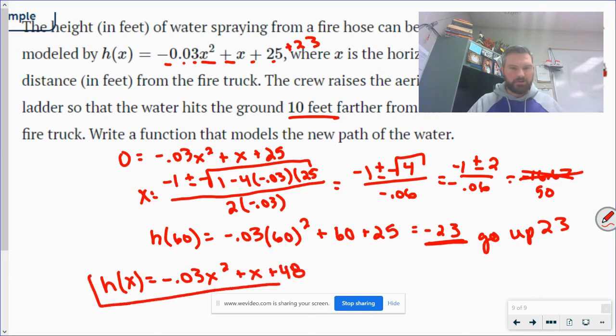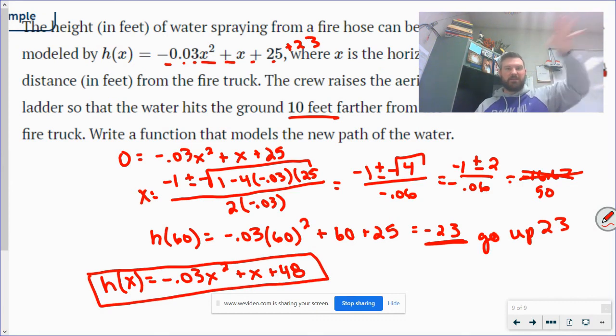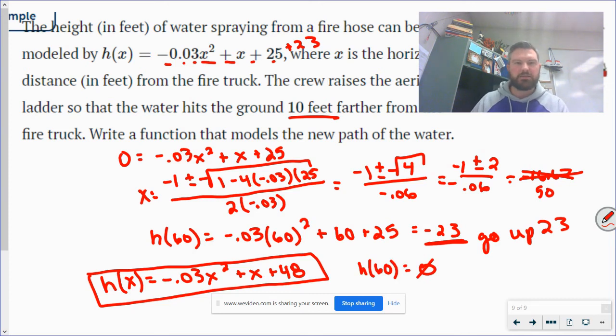That will ensure that when I move this water up to get it to go out to 60 feet, 10 feet further, I have to go up 23 feet, and that is this equation. And if we plug in 60, h of 60, we will get 0.